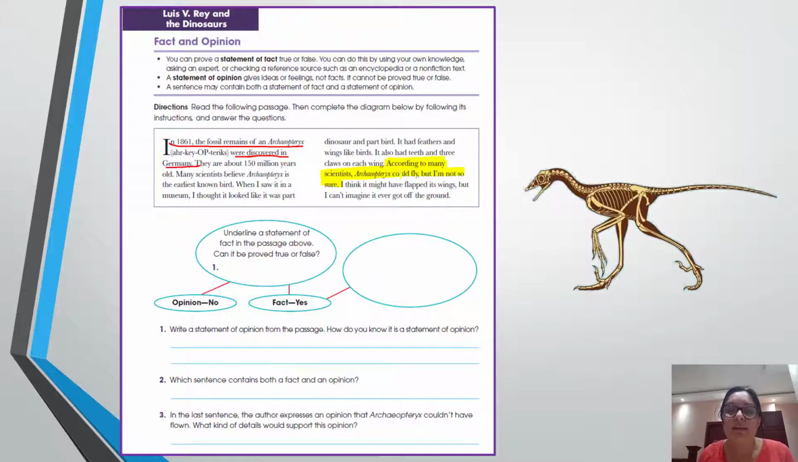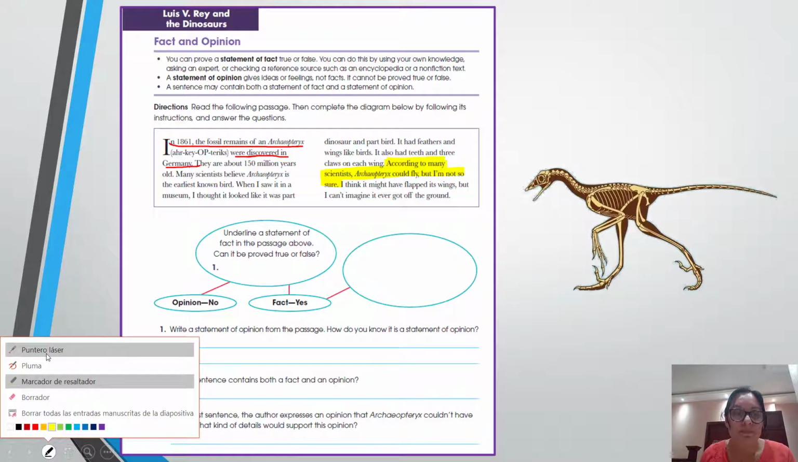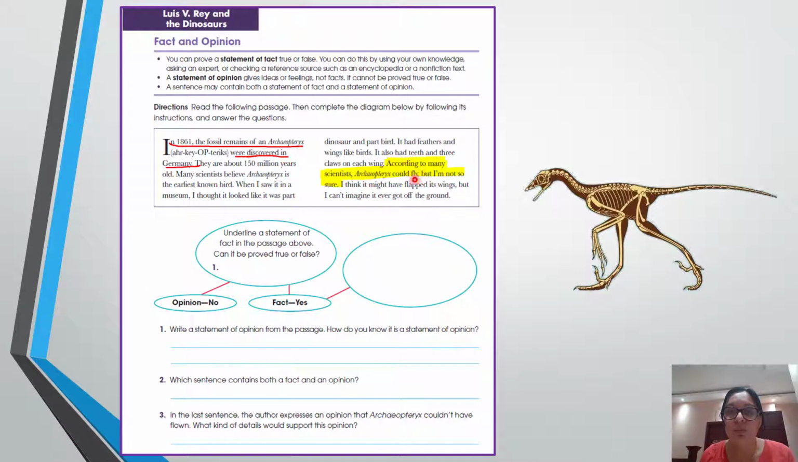I want you to read this sentence that I have here highlighted. And it says, according to many scientists, Archaeopteryx could fly, but I'm not so sure about that. So, can you say that this sentence has both a fact and an opinion?